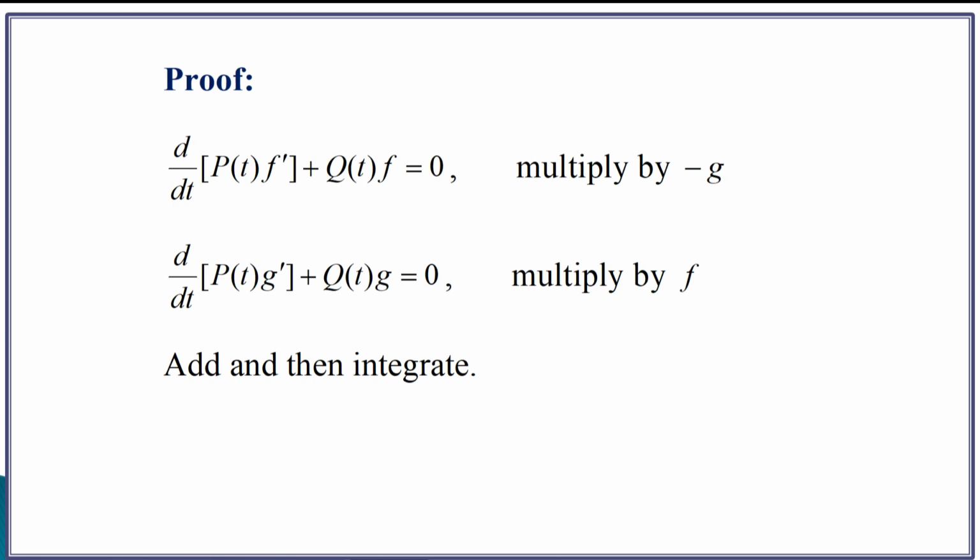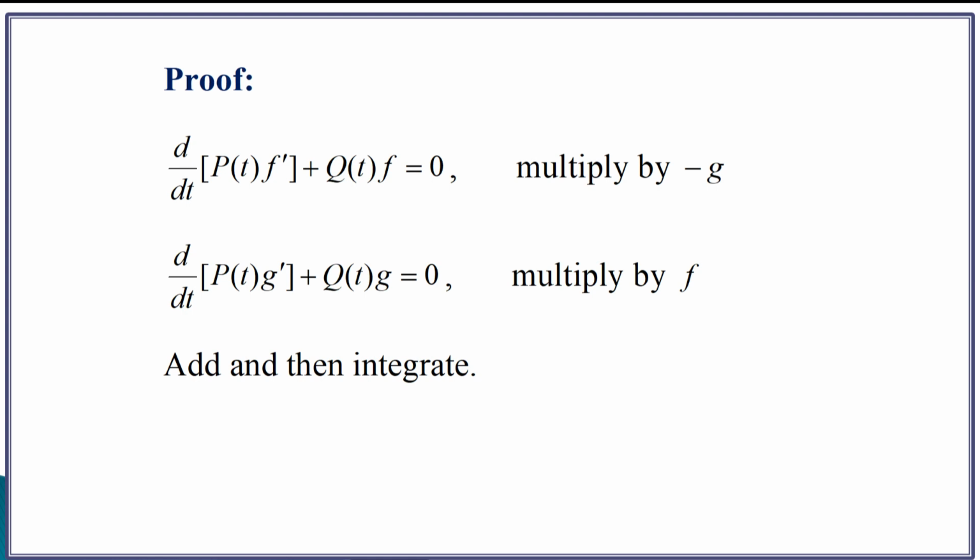Since f and g both are solutions of the given equation, they must satisfy the original equations. So if we multiply the first equation by minus g of t, where the first equation comes from f being a solution, and the second equation comes from g being a solution of the given equation, and then multiply the second equation by f, add them and integrate them, you will get the original result.